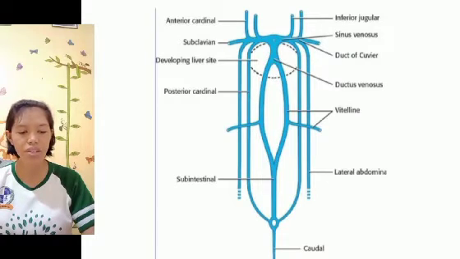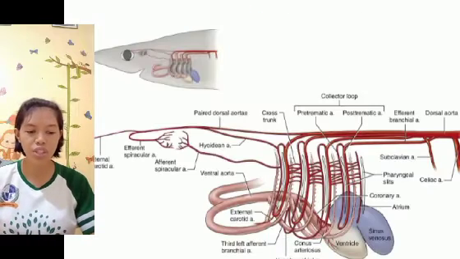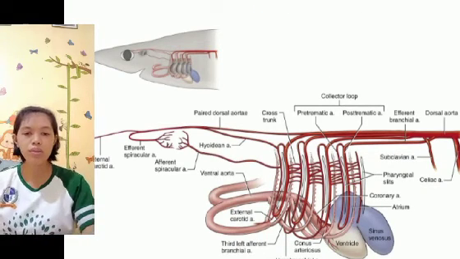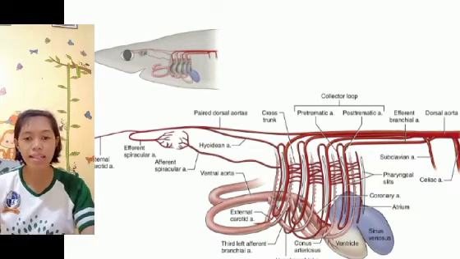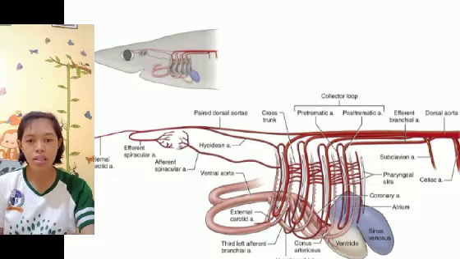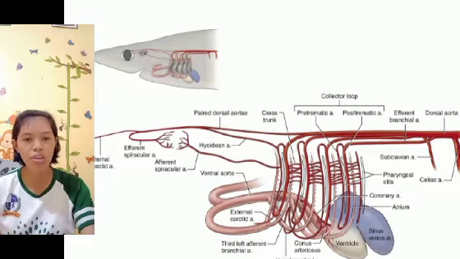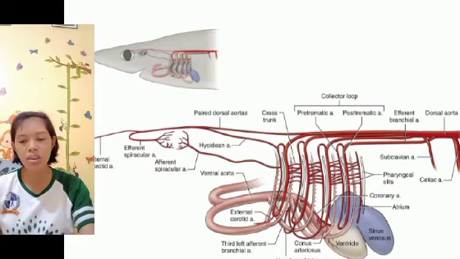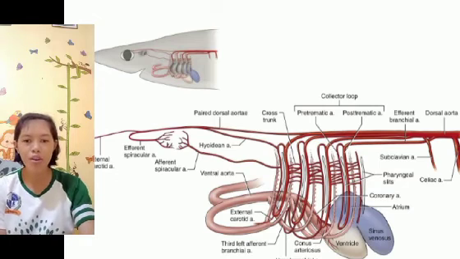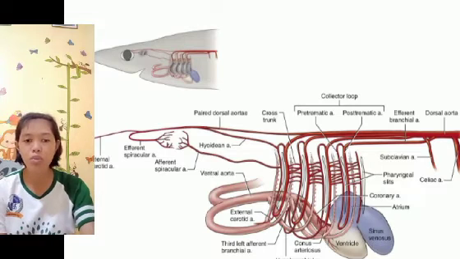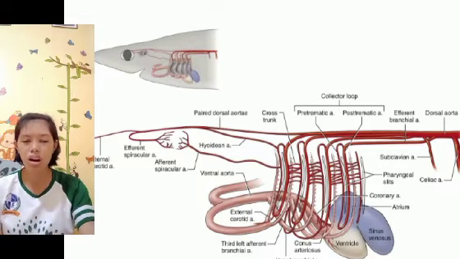Now I have an illustration here, a picture of our shark. As we notice here, the sinus venosus is where it receives the blood from all regions, the head region and then the tail region of our shark. This is in color blue because it carries deoxygenated blood. Now it goes to this area where it meets the capillary bed, and it will go to the heart carrying oxygenated blood.